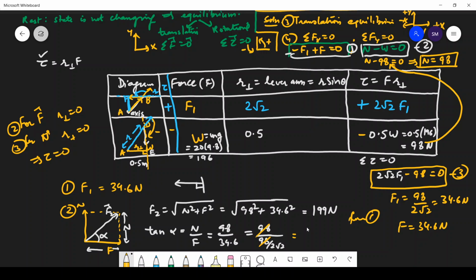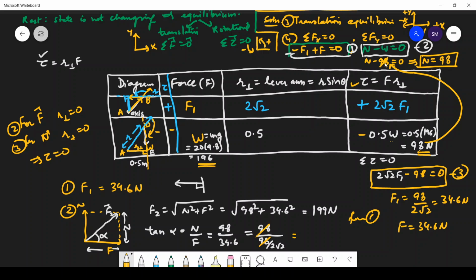See W, where are we wrong? What is W equal to? 196. Nobody is telling me. W is equal to 196. So here W is not 98. We are putting the value of W there, right? Not the value of torque. We have put the value of torque over here, 98. This is not 98. W is W. This is the value of torque. We have substituted wrongly. Okay.